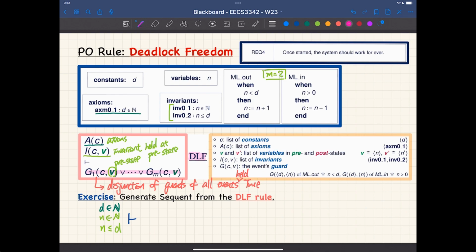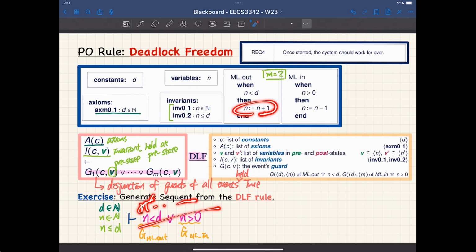So I'm going to put n less than d, or n larger than 0. This one here is the guard of ML out. This one here is the guard of ML in. That's it. I would say formulating the deadlock freedom constraint is easier, more straightforward than invariant preservation, because if you recall what we did earlier, for invariant preservation you have to say m prime, for example, and then replace the m prime according to the before-after predicate for that particular event. We don't need to do that anymore for deadlock freedom because it's only concerned about the pre-state. That's something you want to watch out for. All right, any question so far?